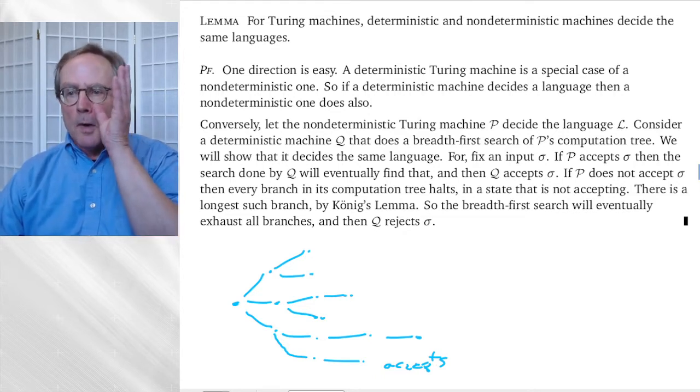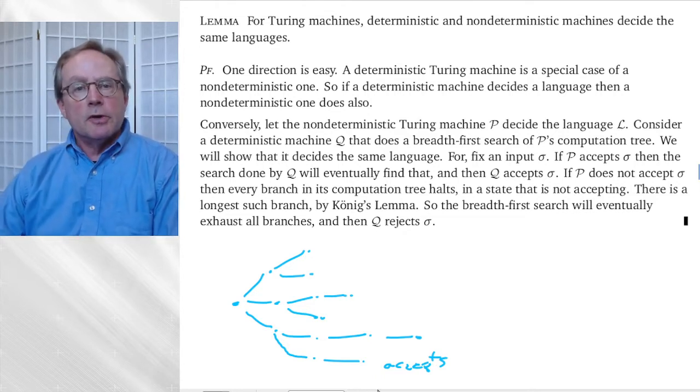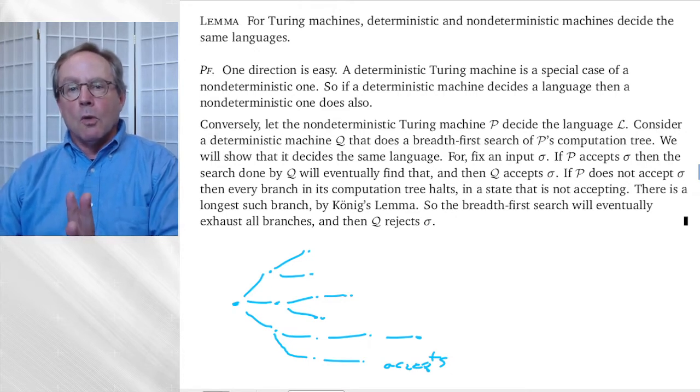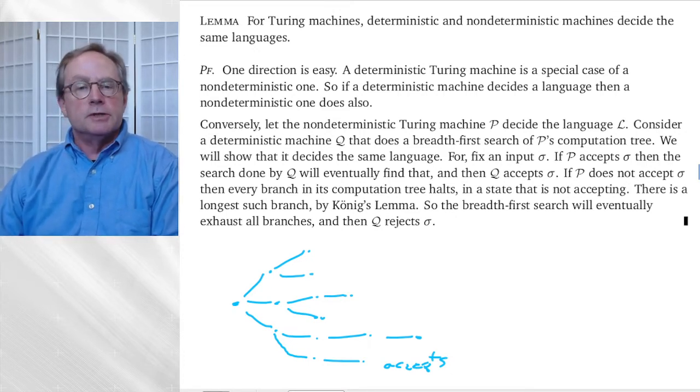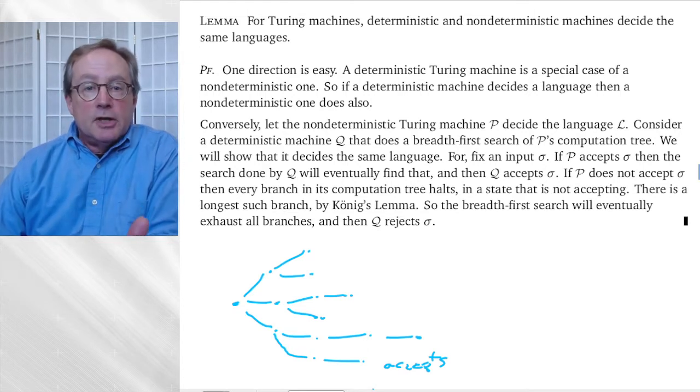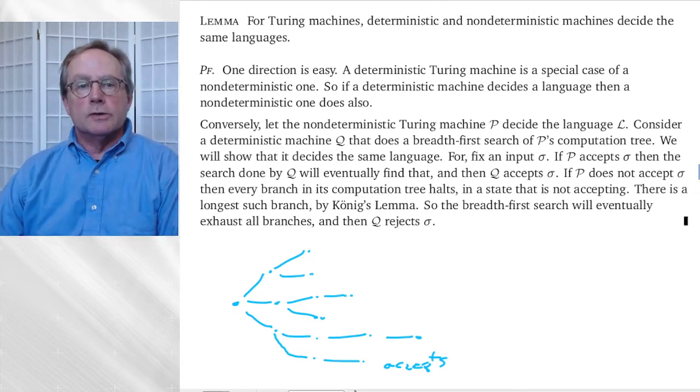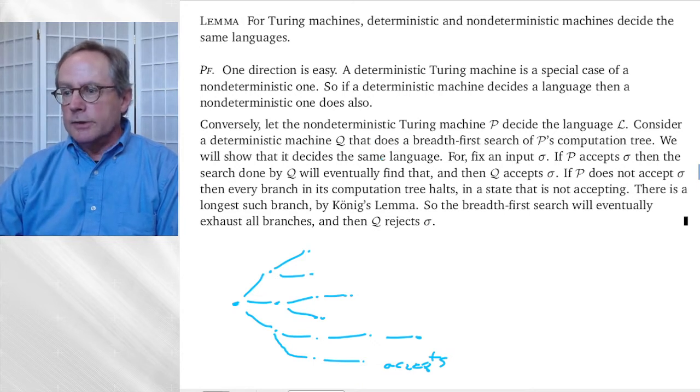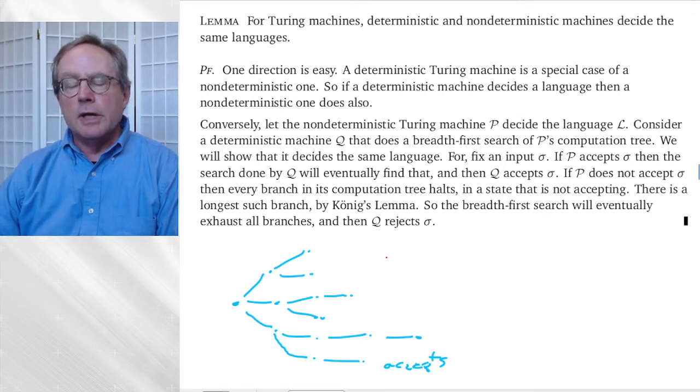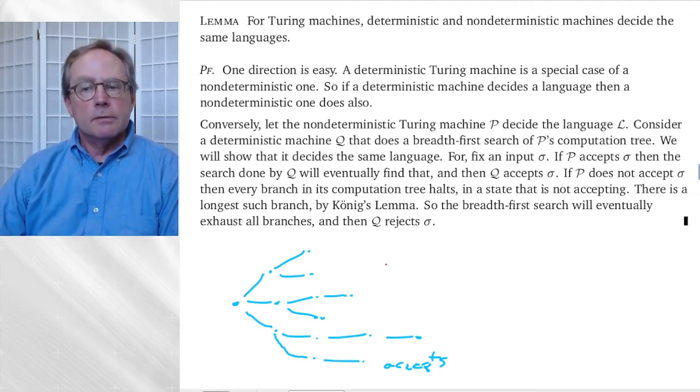So again, one direction is easy. The deterministic machine is a special case of the non-deterministic one. So automatically, if the deterministic machine decides, then there is a non-deterministic machine, namely the deterministic machine, that decides also. So that's good. The second case, though, is you start with a non-deterministic machine, and here I've drawn it, and I want to write a deterministic machine that computes the acceptance.